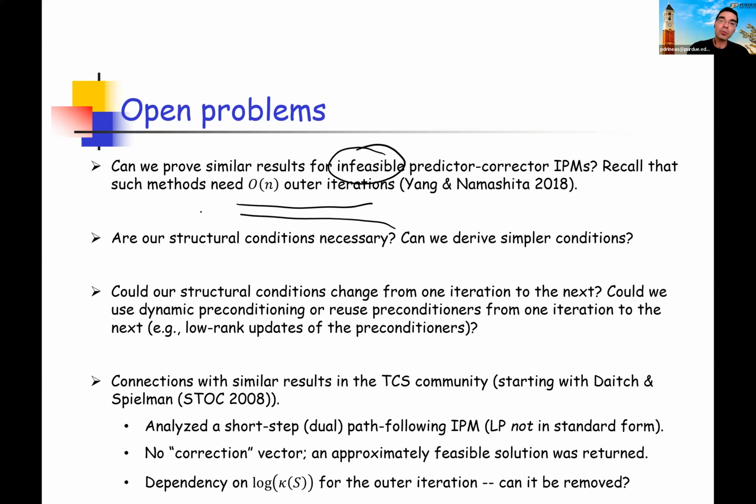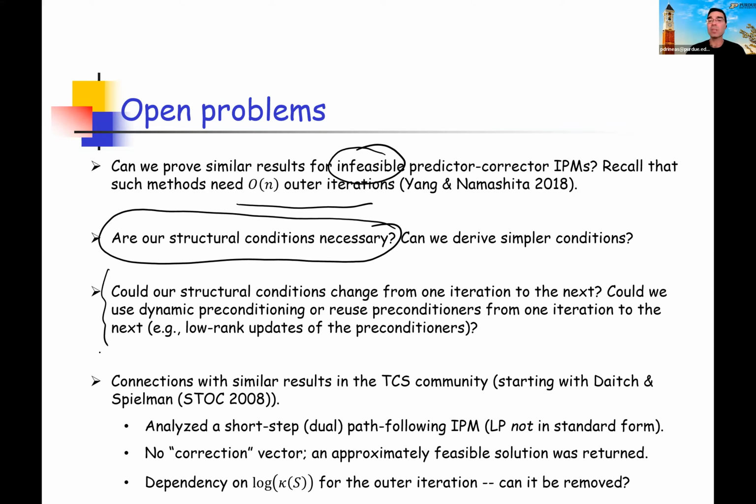We have a structural condition, this thing that the 2 norm of the correction vector V is less than or equal to epsilon, and then it has to satisfy an equality. Is that necessary? I mean, we know it's sufficient, but is it necessary? Are there simpler conditions? Are there alternative conditions? I think this is the more important, especially in practice.